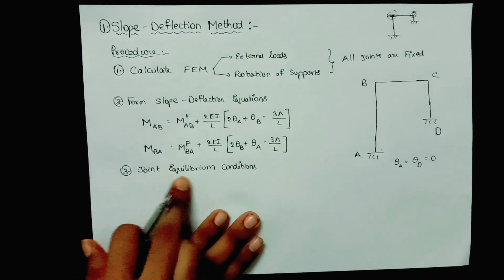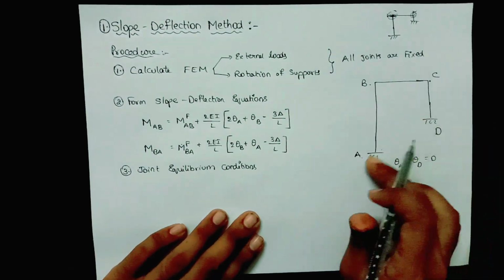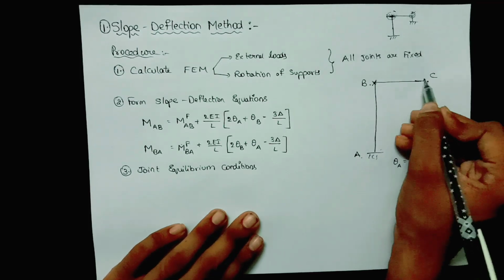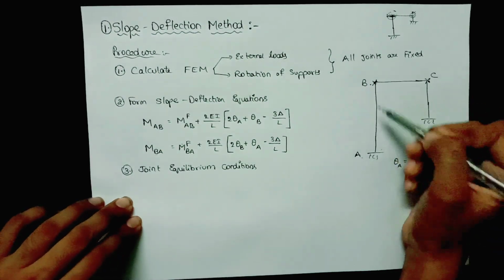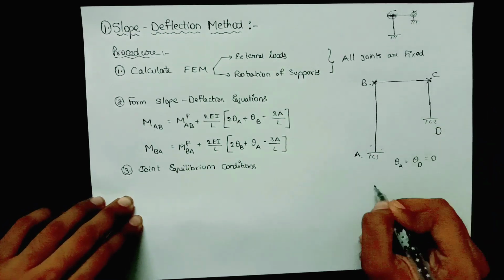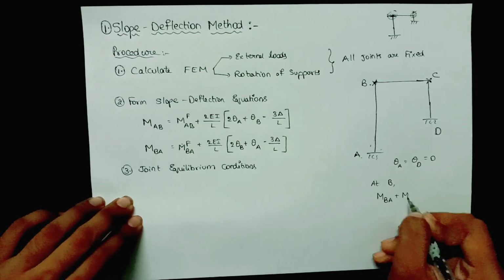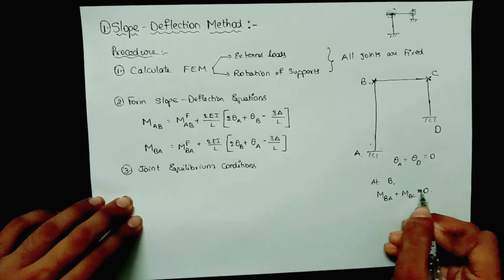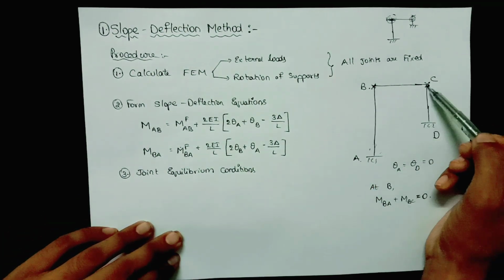Now what is meant by joint equilibrium conditions? In this frame B and C are joints, A and D are supports. I am speaking about joint B and joint C. So at joint B, the moment in member BA plus the moment in member BC equals 0. So I will write here, at joint B, M_BA plus M_BC equals 0. We have to use this condition to find out the unknowns. This is the member BA and this is the member BC.